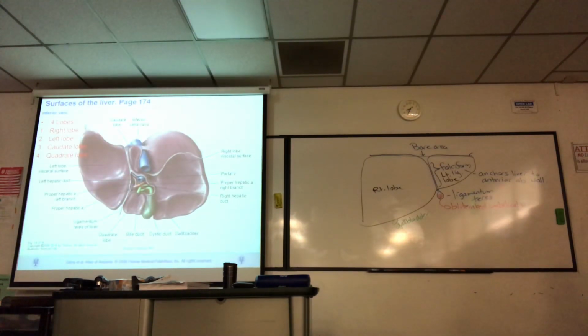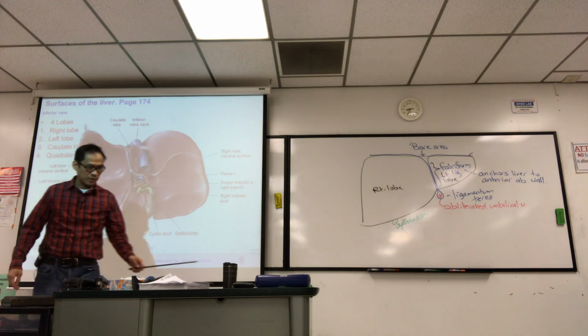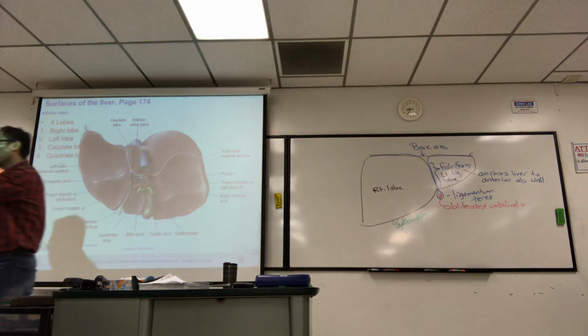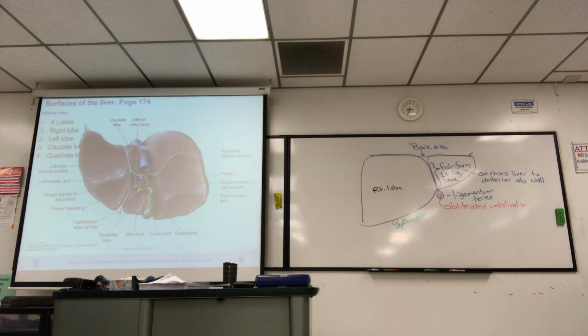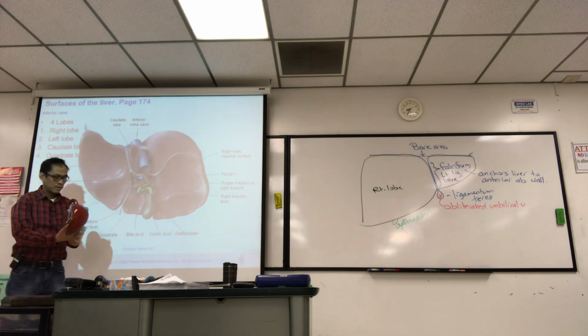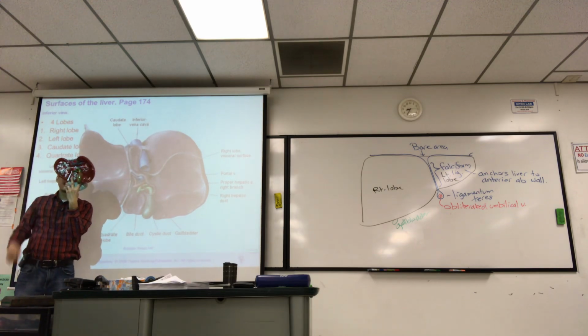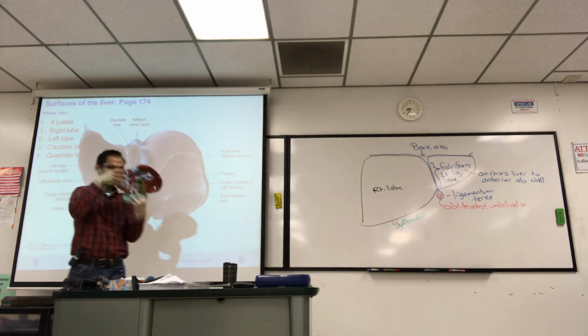Here is an inferior view. To orient you, pretend you're in lab and you're working with a model here. Our model looks like that, but this is how it sits in the body with the stand facing you. That's the view you're seeing there. Here's the inferior vena cava. There's the right lobe, there's the left lobe.